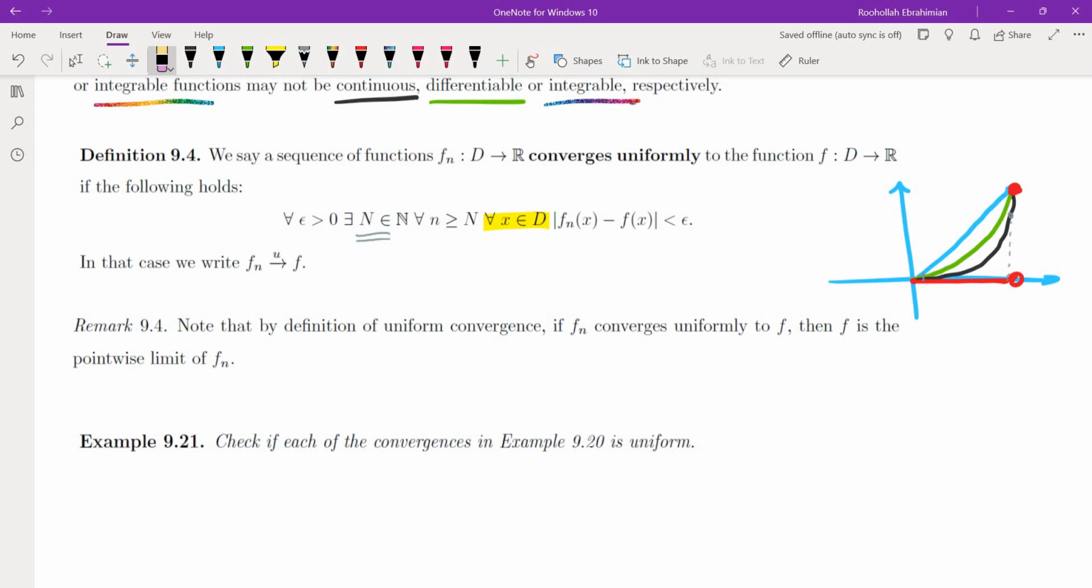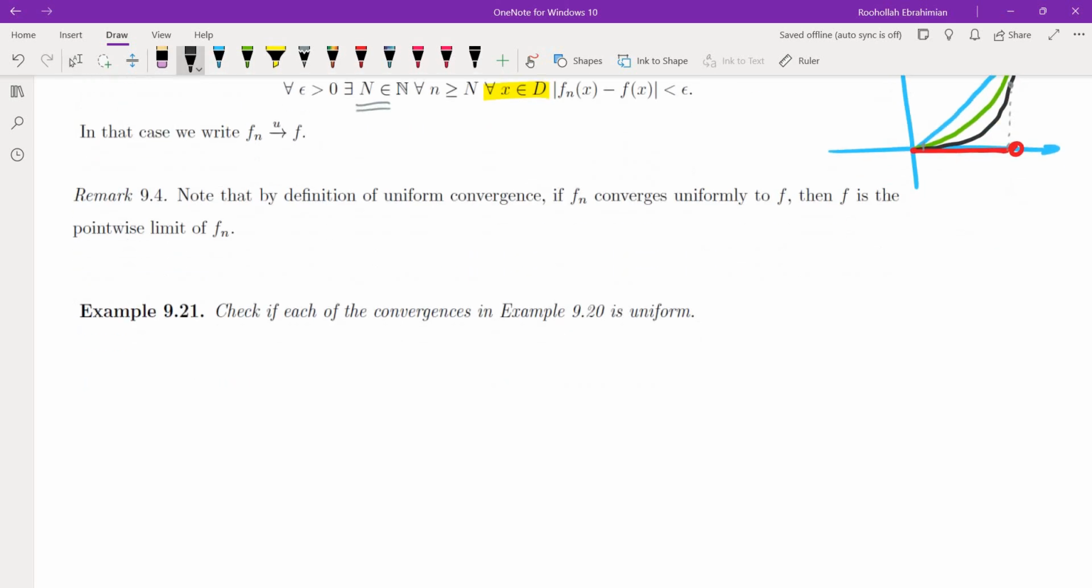One thing that is fairly clear is that if the convergence is uniform, then it would also be pointwise. So if fn converges to f uniformly, then fn would converge to f pointwise as well, but not the converse. Okay, so let's look at that example.